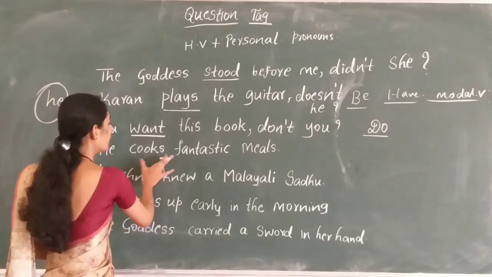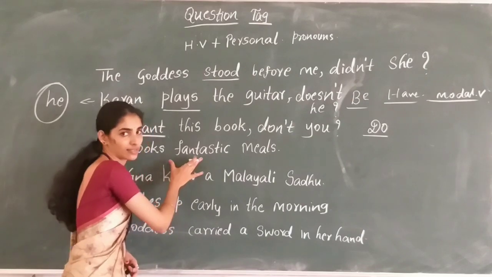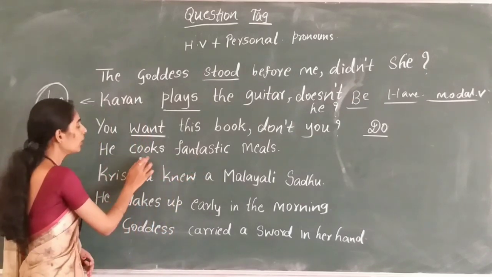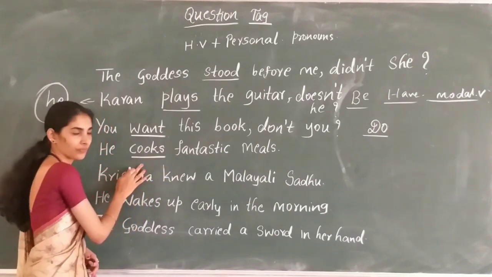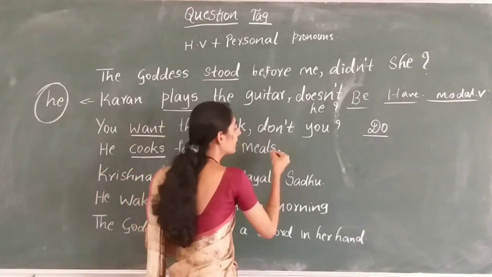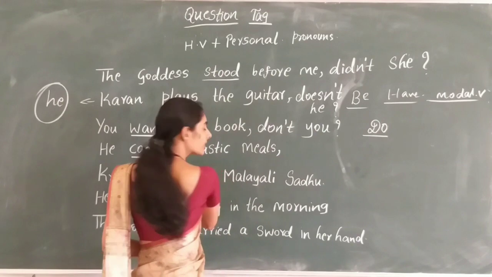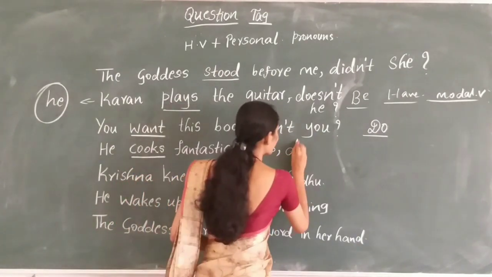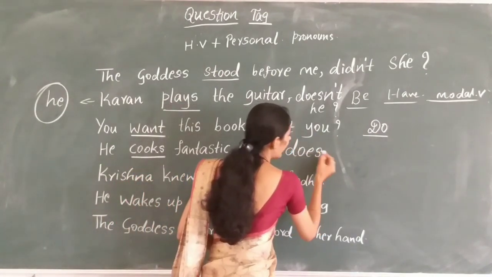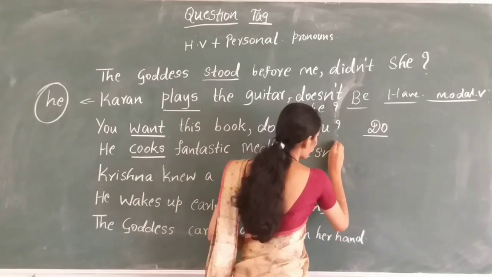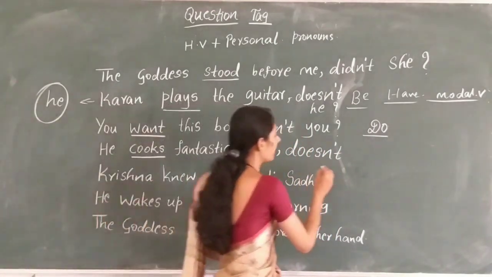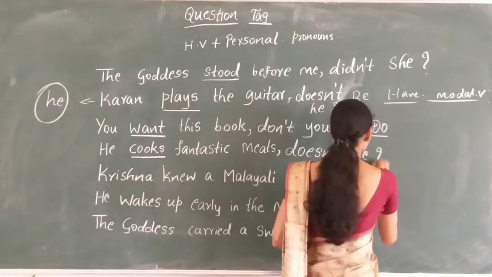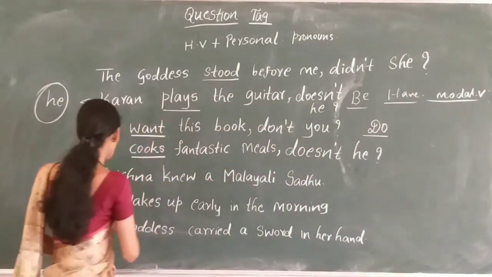Now look at the next statement. He cooks fantastic meals. Again, look at the verb here, that is cooks. Now, which is the right do form for this verb? That is does. And add n't. Doesn't he? Doesn't he?